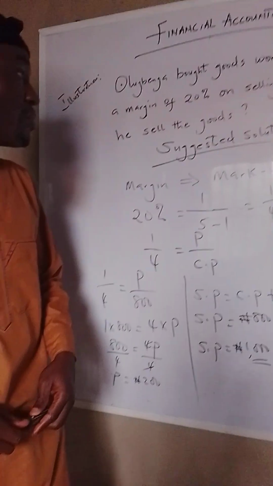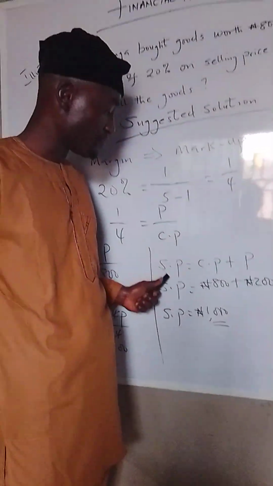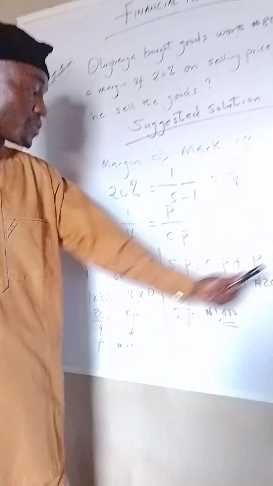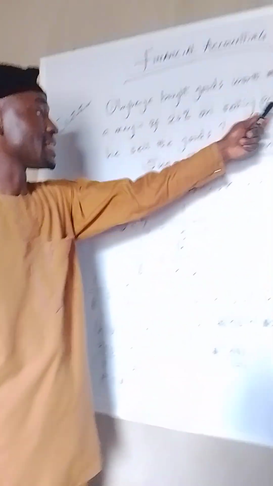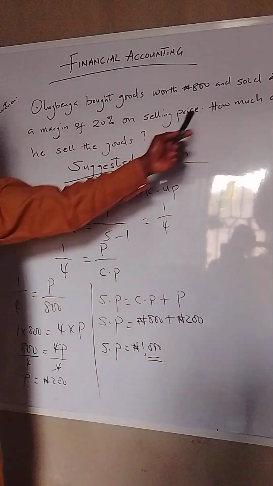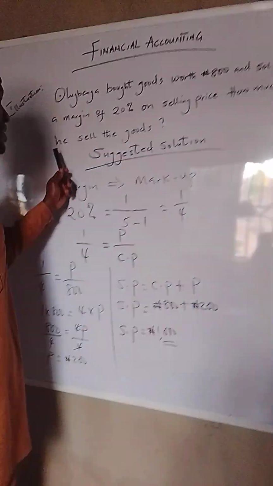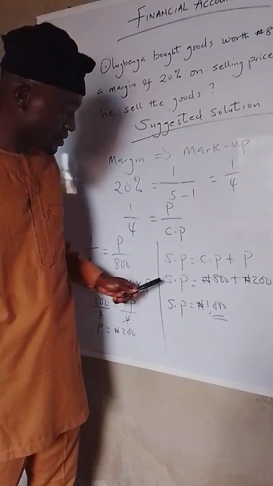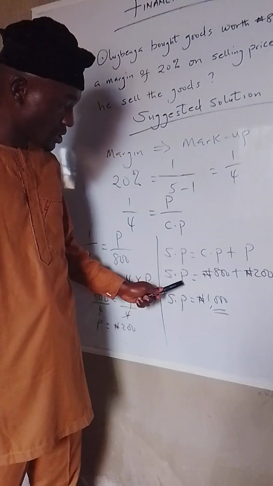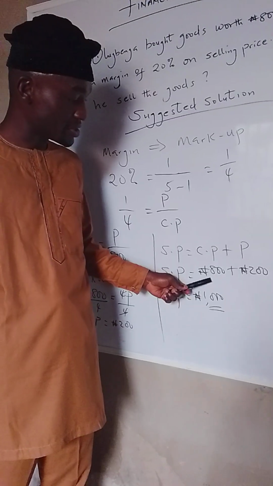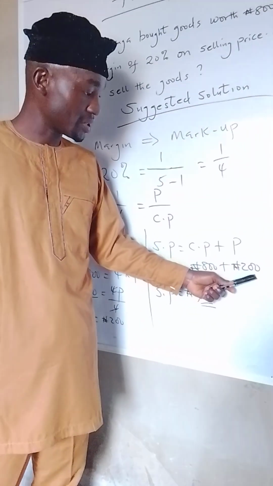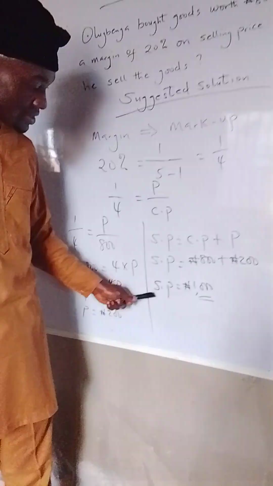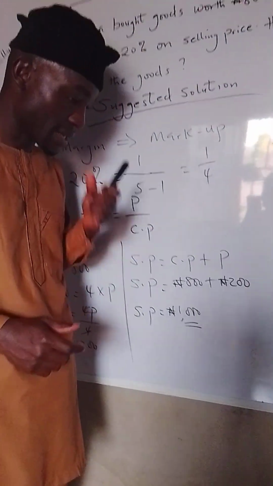And we bring out our formula here, which says that selling price is equals to cost price plus profit, so as to get our selling price. The question says that we should calculate how much they really sold the goods, that is the selling price. So that's how we arrive at 800 naira, which is the cost price, plus the profit, which is 200 naira. So selling price is equals to 1000 naira.